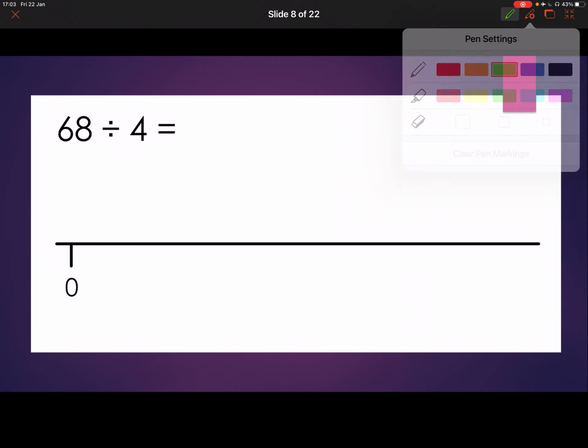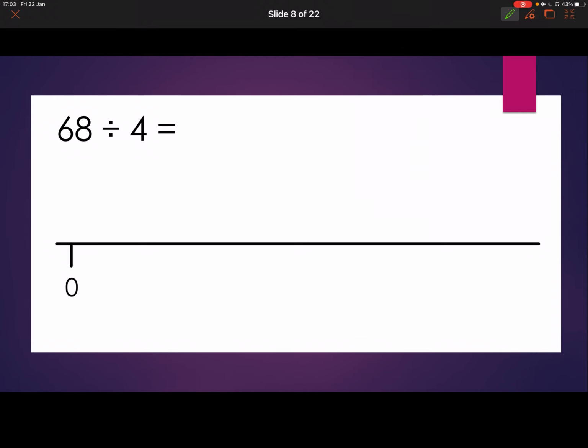Rather than drawing all of the 1 jumps, I'm going to say to myself, well, how about if I draw 10 jumps in one go? I'm going to do a big jump, and I'm going to label it 10 jumps of 4. 10 times 4, well, that gets me to 40. Can I get from 40 to 68? Well, what is the jump from 40 to 68? That gives me another, what's that, 28?